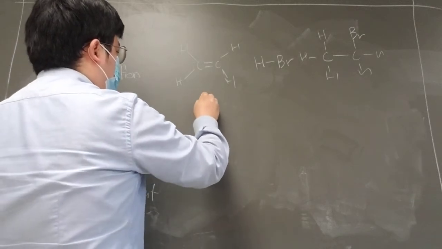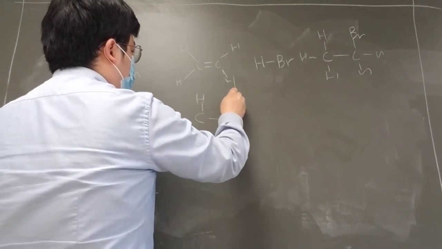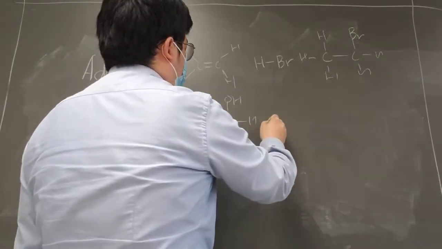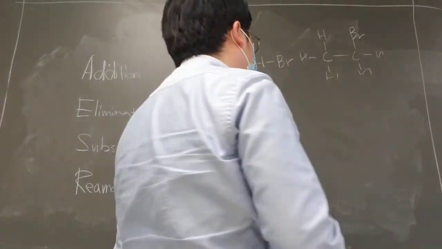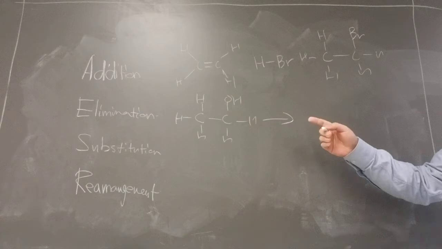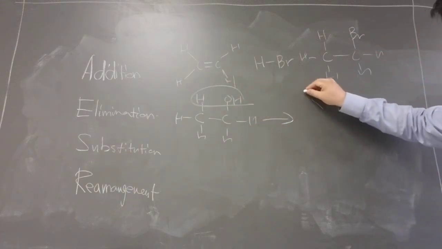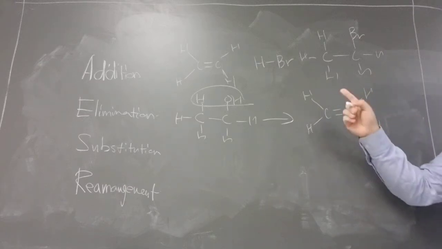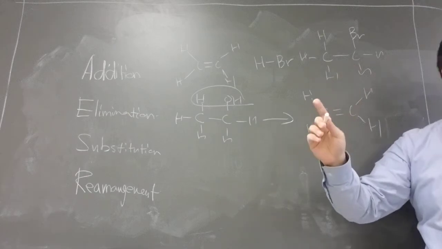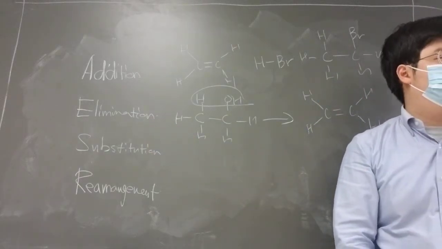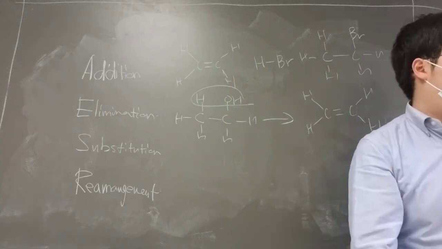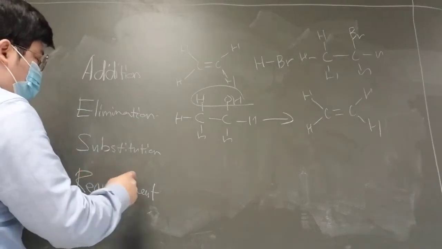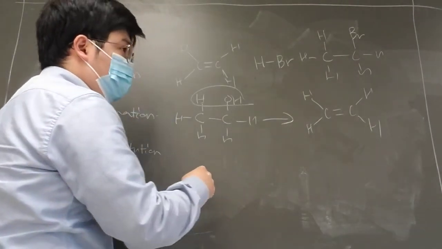Some chemical reaction, catalyst or some other thing, may pick up those two, so it will become ethylene. As you can see, it's actually taking those two out, so it's definitely elimination. It's kind of the opposite of the first one, which we call addition. So it's a different concept. A bit different again is substitution. It's just substituting some groups.